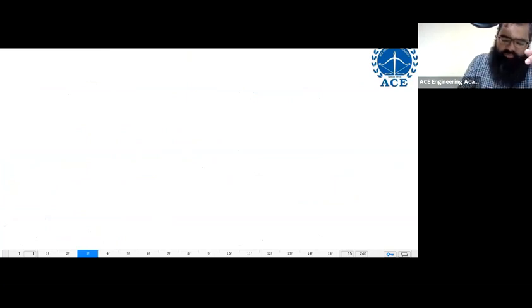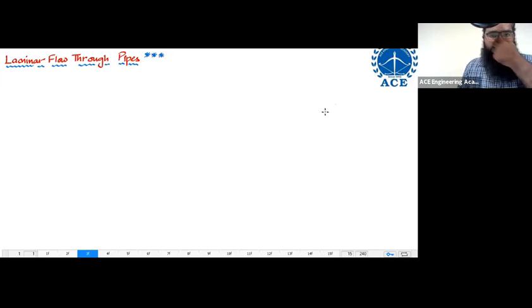Look over here. The first topic over here is laminar flow through pipes. This happens to be the most important of all topics in this particular chapter. Mostly questions appear from laminar flow through pipes whenever they appear from the laminar flow chapter.